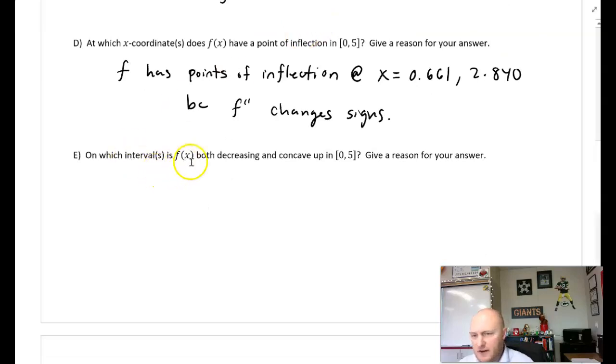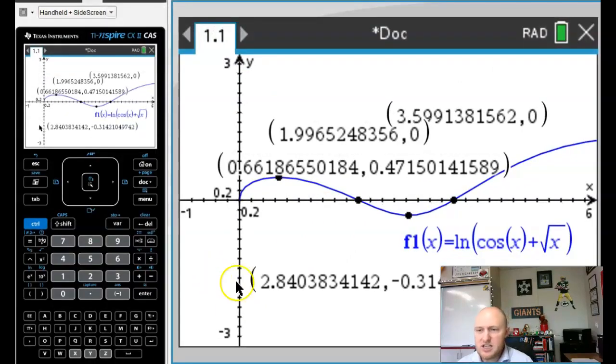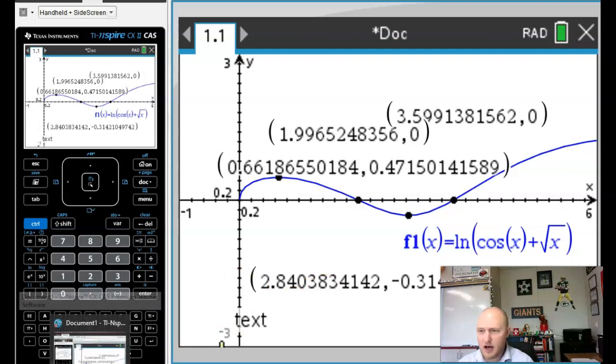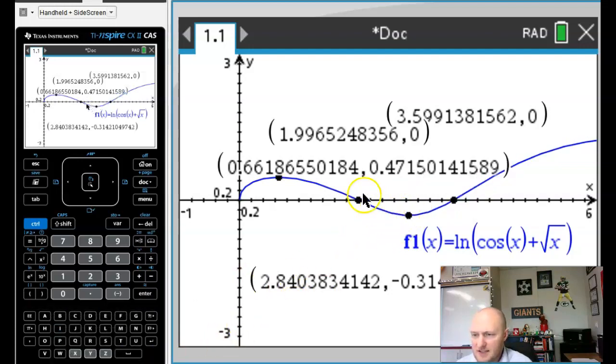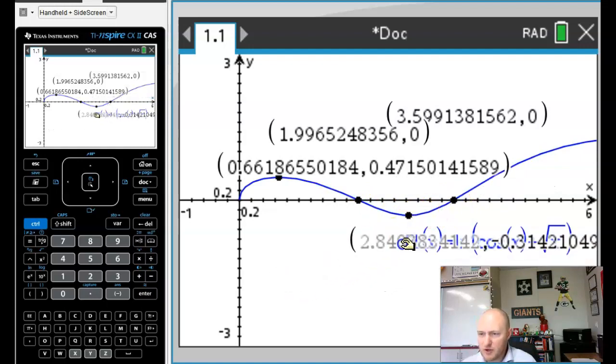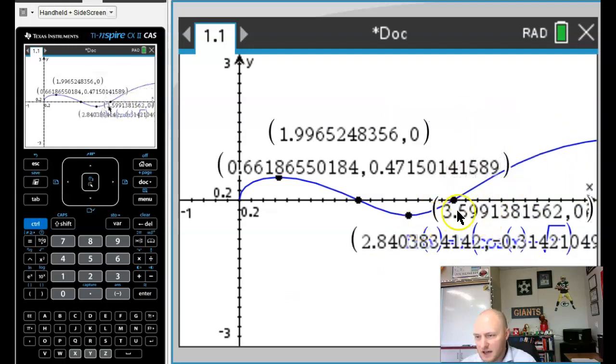On which intervals is f of x both decreasing and concave up on 0 to 5? Give a reason for your answer. Okay, so we're going to go ahead and look at our graph. Decreasing and concave up means that f prime of x is negative, and concave up would be increasing. So here's where our function's decreasing, and where is it concave up? Well, from this point to this point here. Okay, so that looks like 2.840 to 3.599. That's where it is decreasing, and concave up.